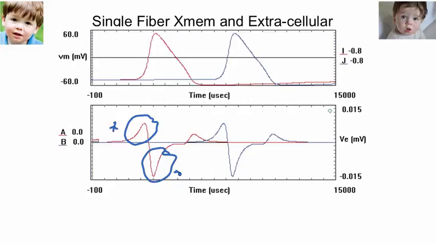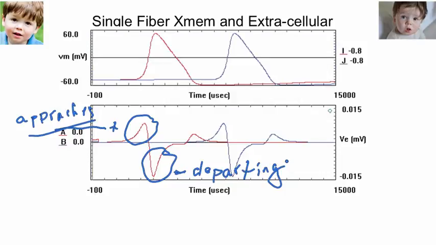In a temporal sense, what we're seeing here is the excitation wave getting closer to the electrode. As the excitation wave approaches, we see this positive part. As the excitation wave moves on past and we're on the back side, we see the negative part. This is the departing excitation wave. That is to say, it moves further on down the fiber.